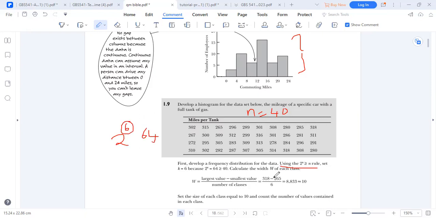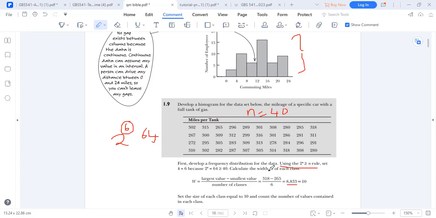So our largest number was 365, the smallest 318, over 6. We get 8.89. So here we can round up depending on the data that we have, rounded up to 10. Why not 9? Why not 8? 10 is admissible. This just gives you a range within which you will have your classes. Sometimes the examiner would actually limit the class width you use. So here we've rounded up to 10.